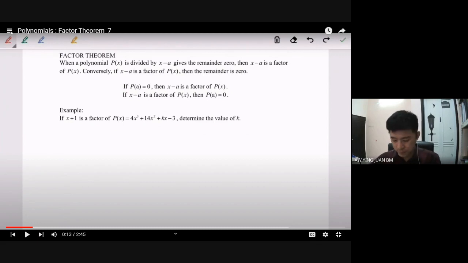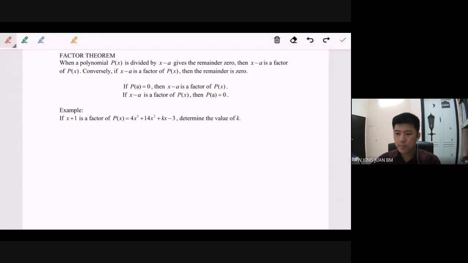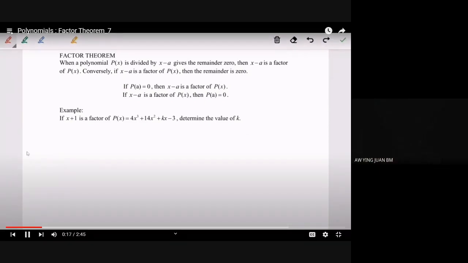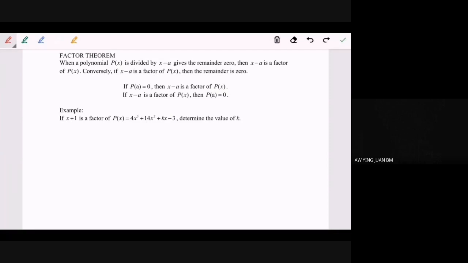So kita baca ayat. So when a polynomial p(x) is divided by x minus a, give the remainder 0. So keyword, when you divide by x minus a, if the situation give you a remainder as 0, meaning that x minus a is a factor of p(x). Conversely, if x minus a is a factor of p(x), then the remainder will be equals to 0. So here we have two situations. So meaning that if you have the remainder equals to 0, x minus a will be the factor of p(x). Second situation, given that if x minus a is a factor for the p(x), then you will have a remainder which is equals to 0.